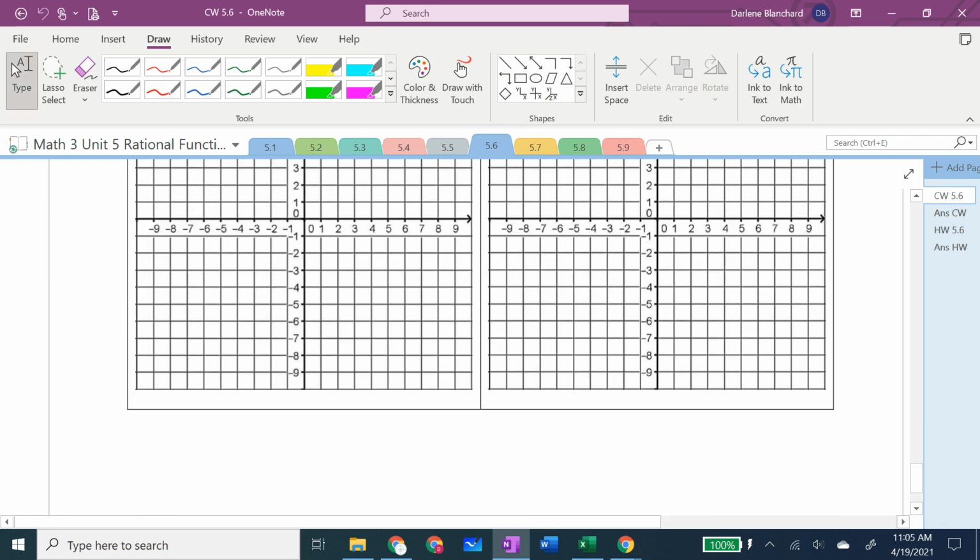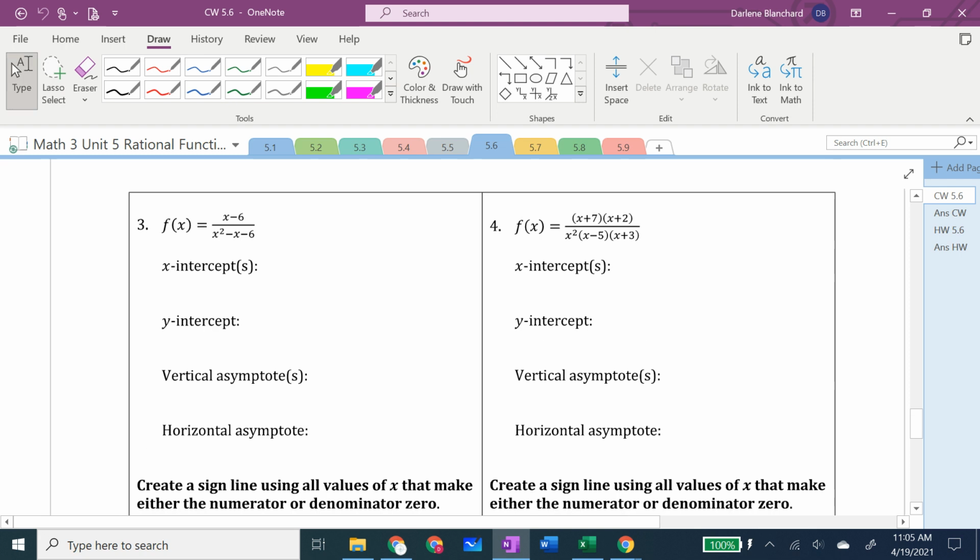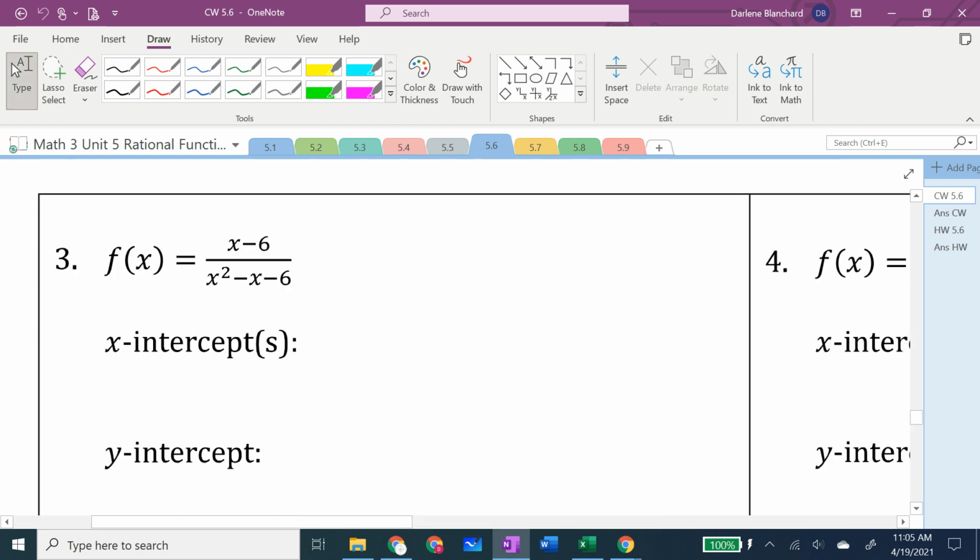Now, I've got 2 more to take you through. So here we go. X-intercept is what makes the numerator 0. Y-intercept is what I get when I plug 0 in. 0 minus 6, 0, 0 minus 6. I get a y-intercept of positive 1.